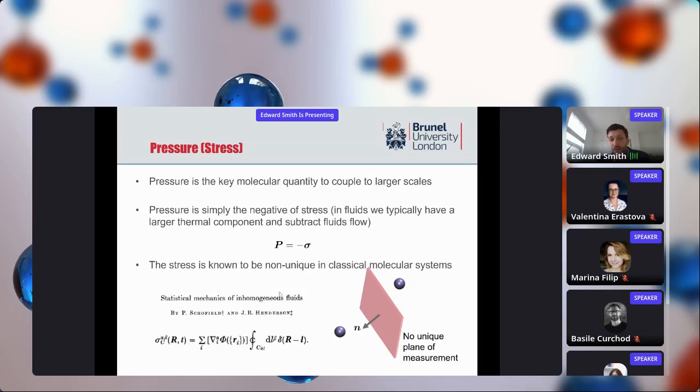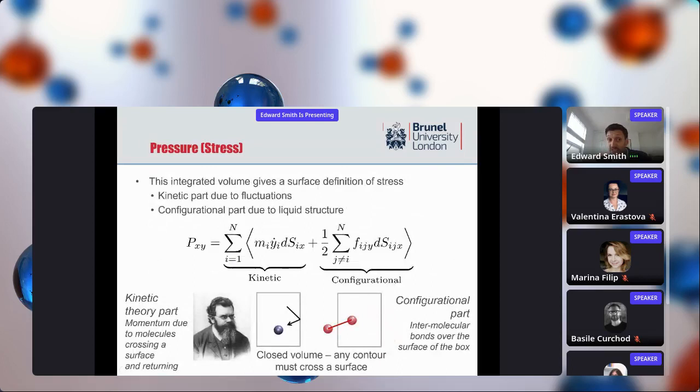So we know the stress is non-unique in a molecular system. You know, we define some plane where we want to measure it, and at least in classical mechanics, from the work of Schofield and Henderson, they show that the interaction path is not uniquely defined. And there's a whole range of different interaction potentials that potentially could exist. And so this is one area where this framework at least has some advantages.